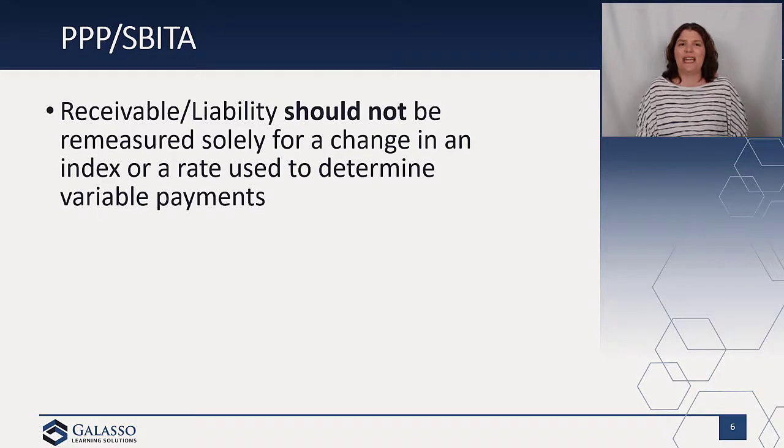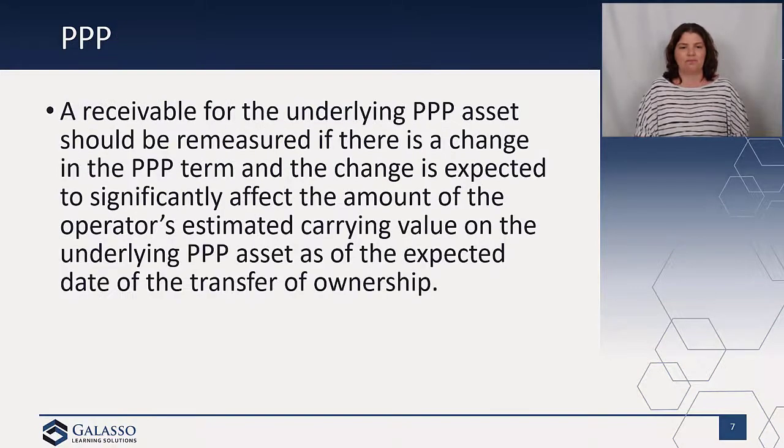And so this is looking at the receivable or the liability here. The verbiage that's used in the standard says that you are not required to remeasure solely for a change in an index or rate. It almost seems like you had the option to, which could lead to diversity in practice or inconsistent application. So they came back and updated the verbiage to say that the receivable or liability should not be remeasured solely for a change in an indexed rate to determine variable payments. So again, this is more of just being clearer, not necessarily a change in the underlying standard.